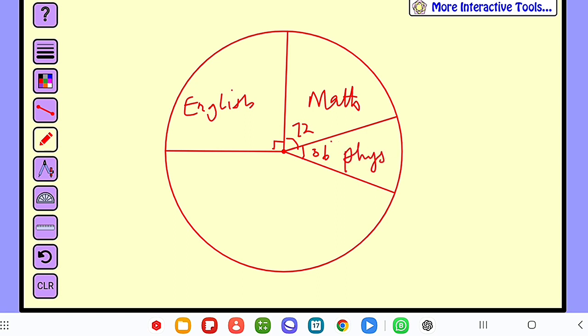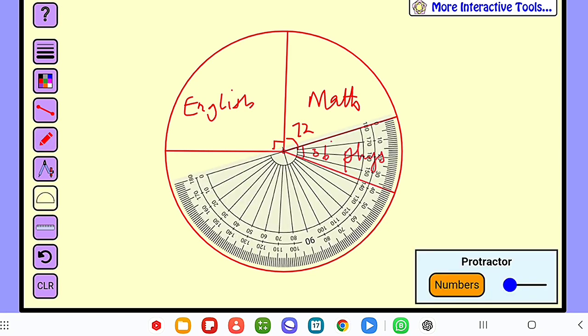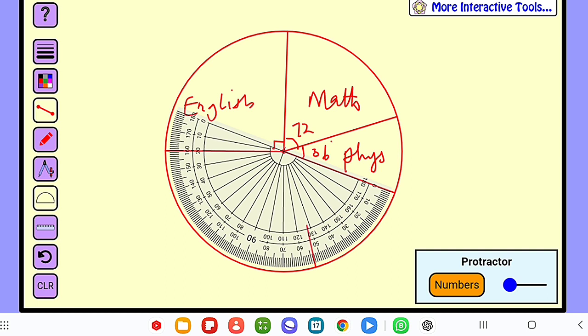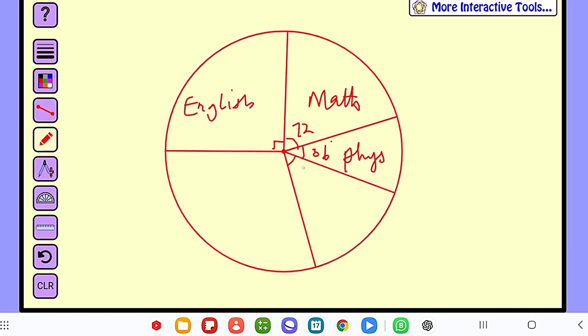This is physics. Then second to the last is 54 degrees. This is 54 degrees for French. Then lastly, this angle must be 108 degrees for what? Biology.